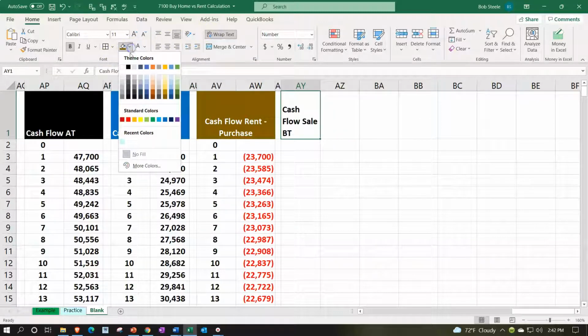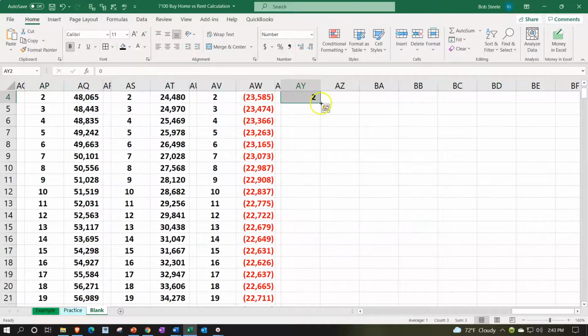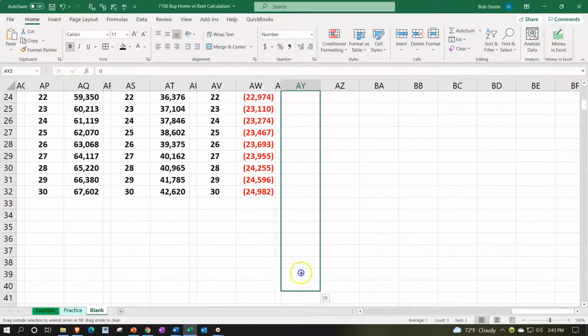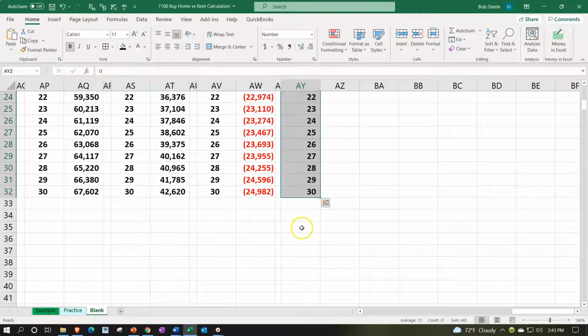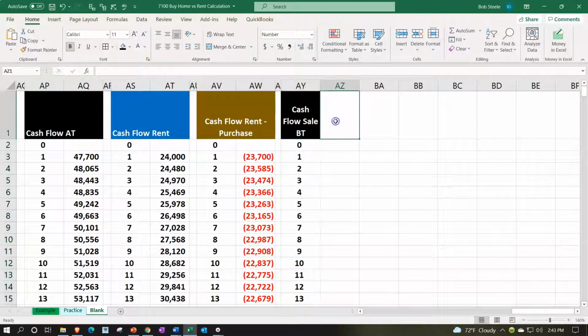Make it black and white again, black and white, center it. So we'll take this from 0, 1, 2, and copy this down again to our 30 years that we're talking about. And so then we're going to look at the sales price. Let's center that. So what we could sell the property for.